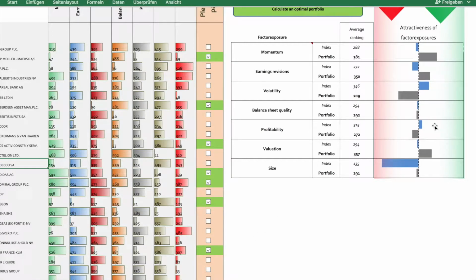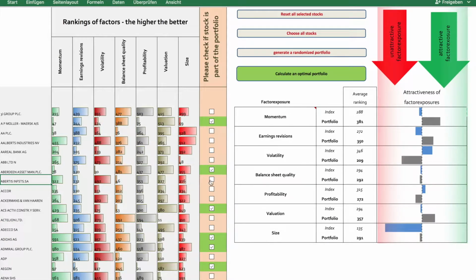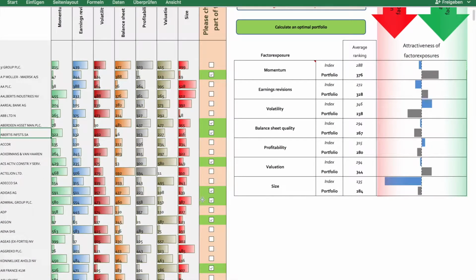Valuation is okay, momentum is still okay, but volatility properties now are not okay anymore. So we have selected equities that are rather volatile on average. Average ranking is 209. Let's see if we can also correct that. So maybe we go for equities like the Abertis. What else could we do? We could maybe buy the ADP.